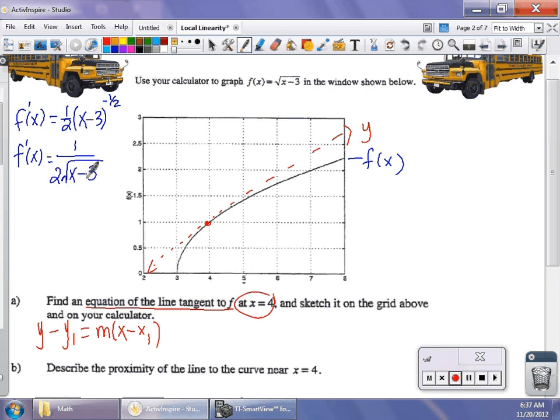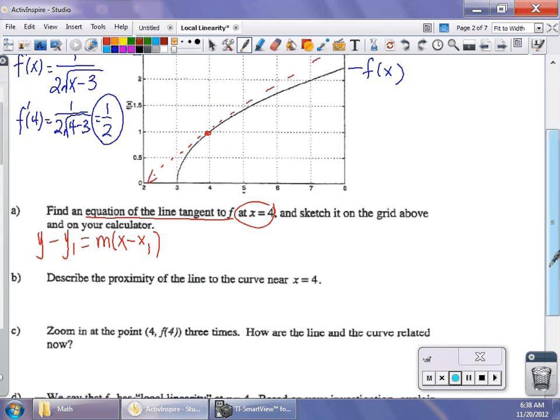I need the slope at 4, so I'm going to evaluate the derivative at 4. So f prime at 4 would be 1 over 2 times the square root of 4 minus 3. 4 minus 3 is 1. The square root of 1 is 1, times 2 is 2. So the derivative at 4, or the slope of my line, is 1/2. Alright, so let's start filling in our information here. We have y minus, we don't have the y value yet, so let's go back and calculate that.